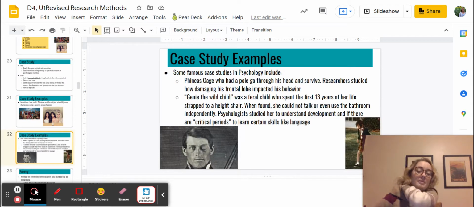She was a feral child who spent the first 13 years of her life strapped to a high chair. The researchers eventually rescued her from this terrible situation of neglect and abuse. But the psychologists used her as a case study because she couldn't speak any language. She never learned English. She didn't know any language. So they tried to use her as a case study to see, can you learn language after that period you typically would in your young childhood? So they used her as a case study on language and socialization.